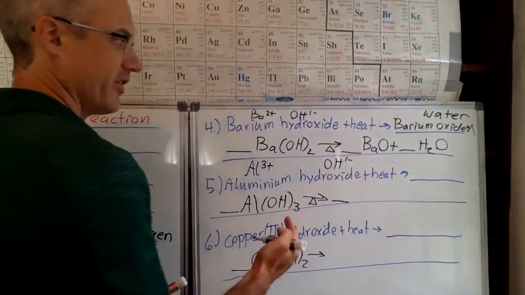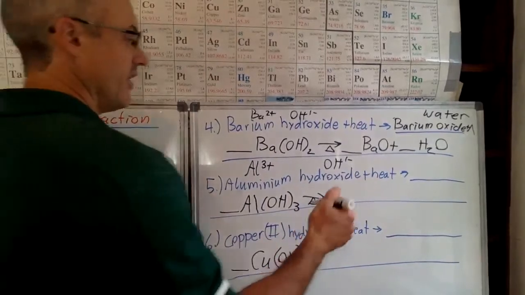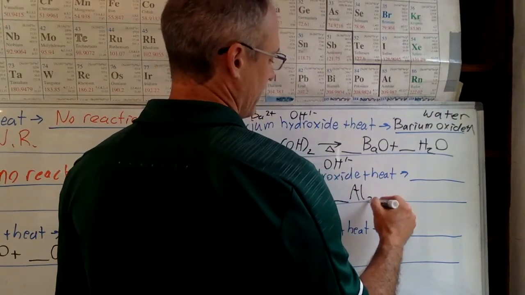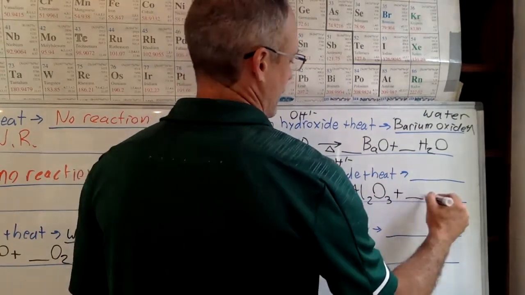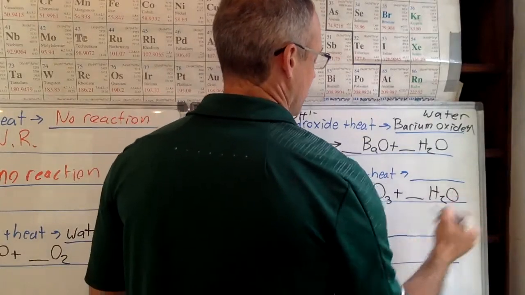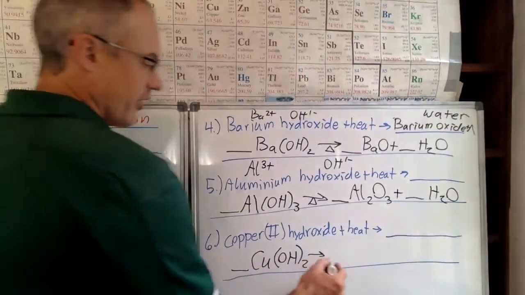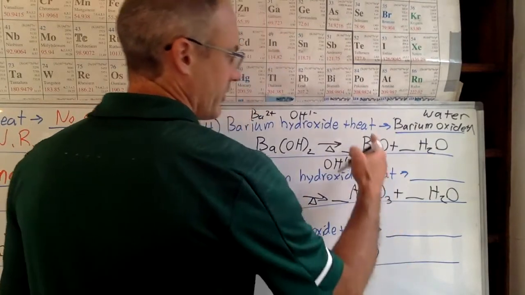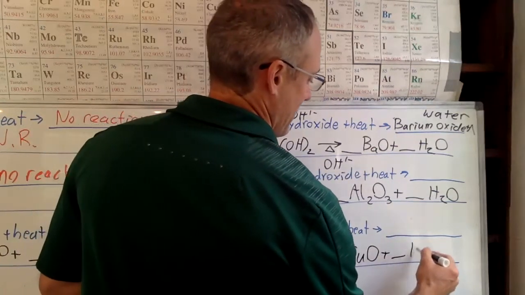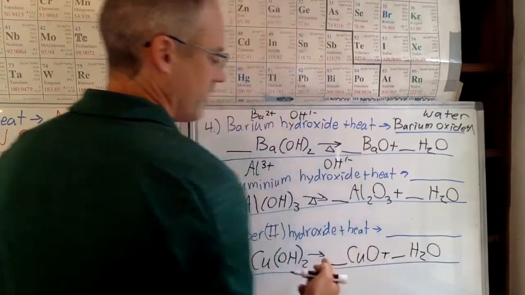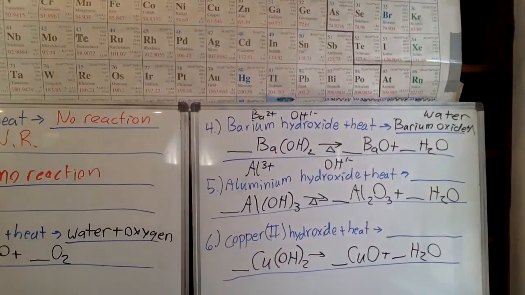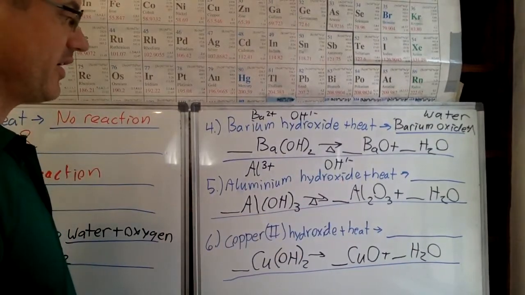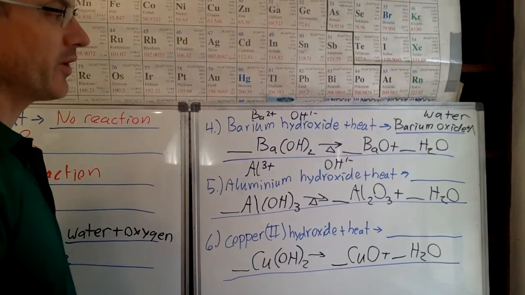So aluminum is different than the barium because it's a 3+. So in our formula, it's going to be Al2O3. Water is still the same thing, of course. Copper, though, does exactly the same thing we saw with the barium, just because it has a 2+ charge. Okay. So we do have to balance this one. It's not perfect because of the way the charges worked out.